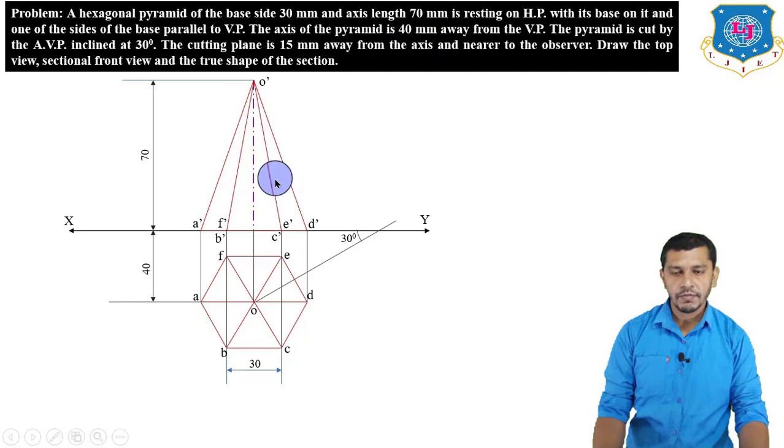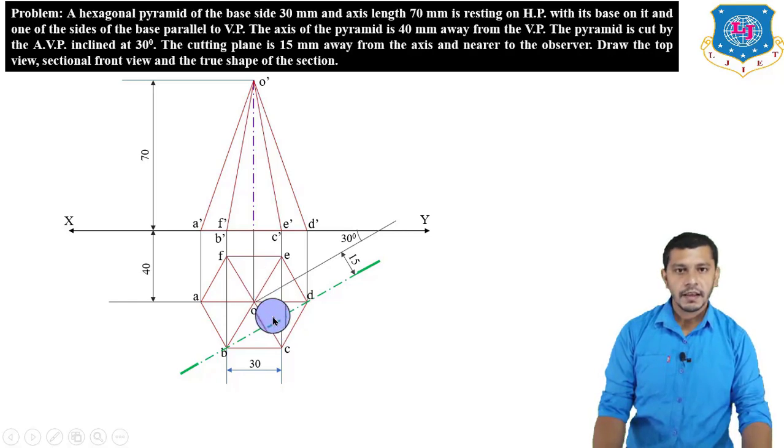So if we are observing the front view, the observer will be over here. So we have to show the cutting plane nearer to the observer and 15 mm away from the axis. So now measure 15 mm perpendicular distance from this line, and draw a line parallel to this line from this point. So this will be our cutting plane, which will be inclined at an angle of 30 degree to the vertical plane, that means 30 degree to the XY reference line, and 15 mm away from the axis. So this will be our top view of the axis, and cutting plane is 15 mm away from the axis.